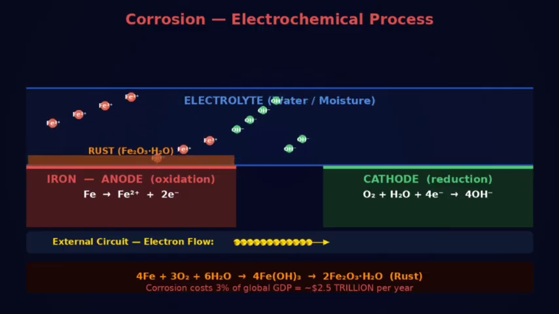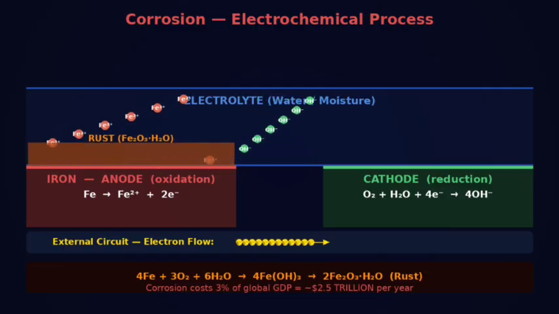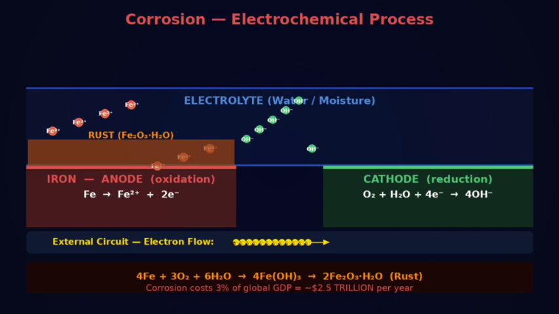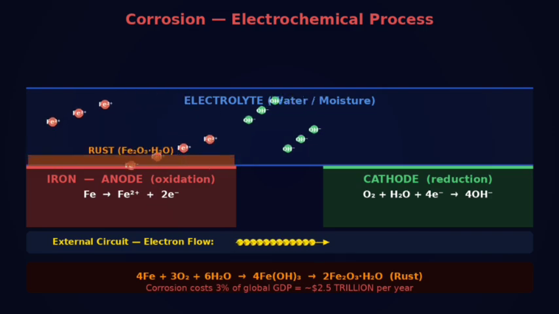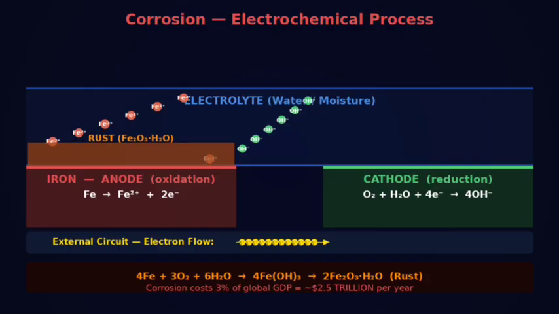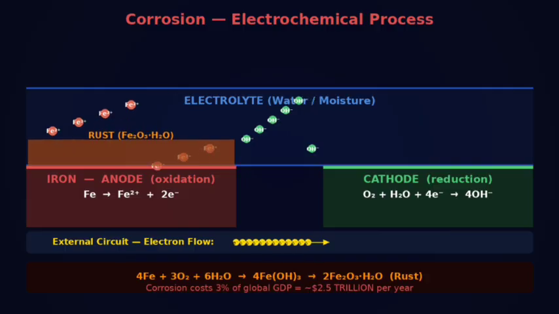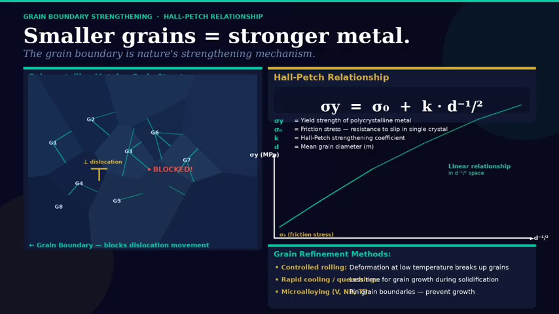This is happening on every unprotected piece of iron around you right now. Every unprotected railway track, every ship hull, every bridge without a corrosion management system. This is why corrosion engineering matters. Next: grain boundaries and the Hall-Petch relation.